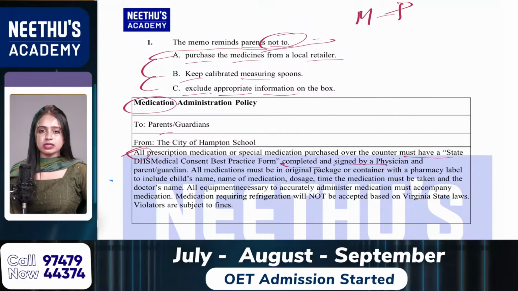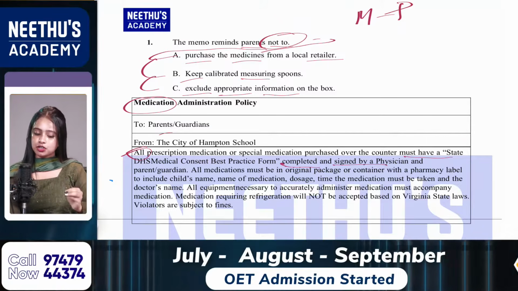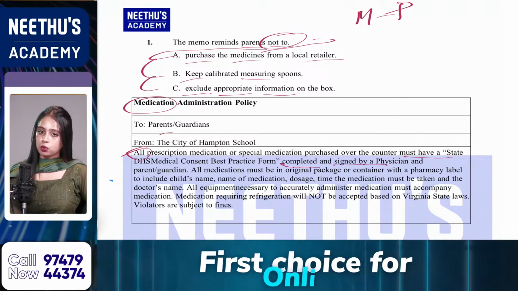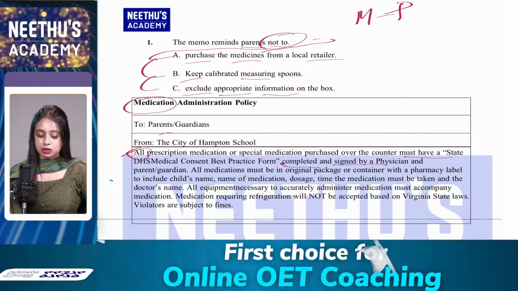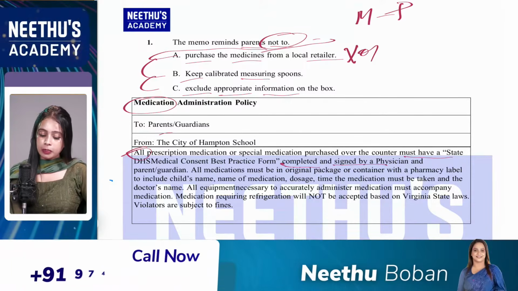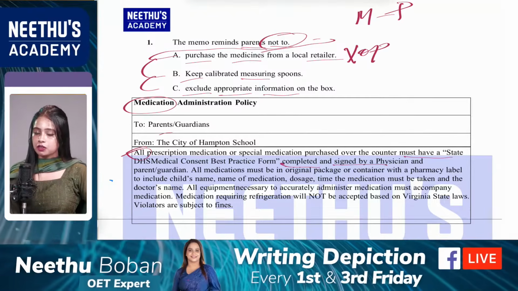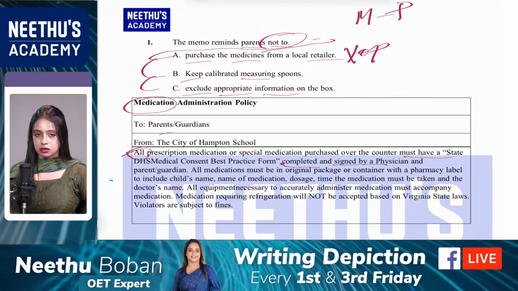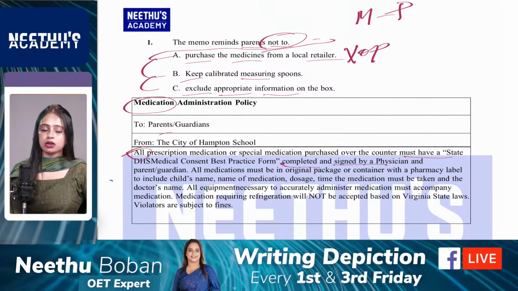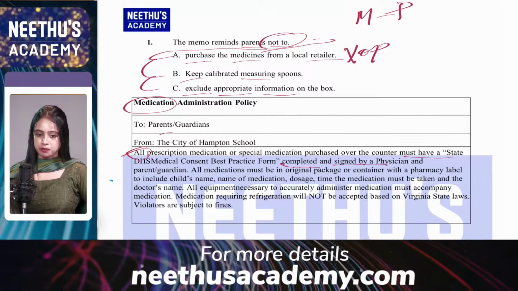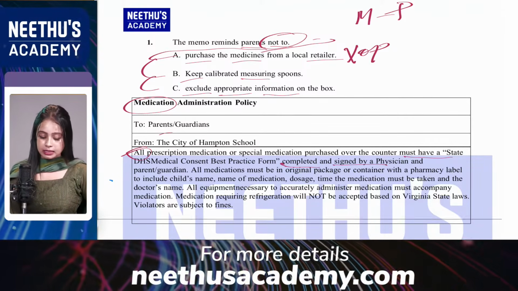So is it avoidable for parents not to purchase the medicines? No, they have to do it, right? So this is a contradictory option, or opposite option. From the first line itself, we are eliminating option A because it is not the correct answer. Then I am reading the rest of the lines.